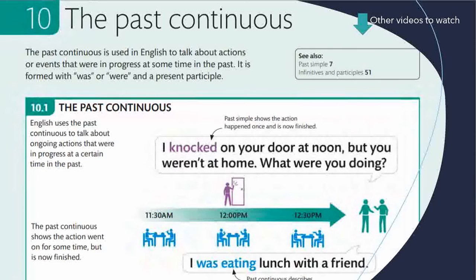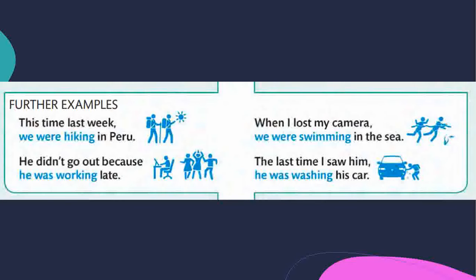Let us proceed. Let us see a few examples of past continuous tense. This time last week we were hiking in Peru. Were is the auxiliary and hiking is the verb. So this shows past continuous tense.